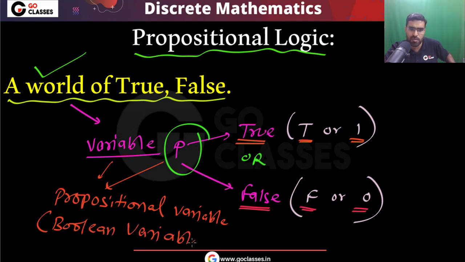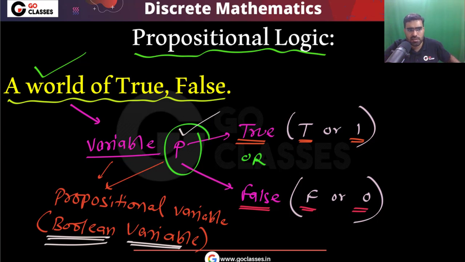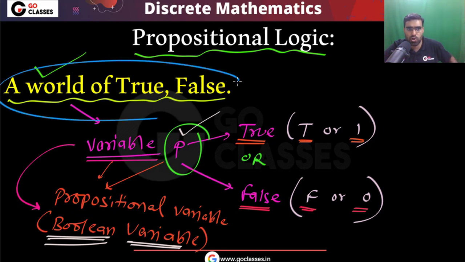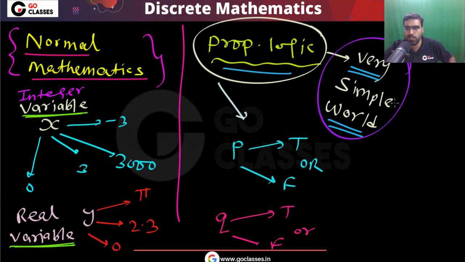Why do we call it a Boolean variable? This variable P, why do we call it a Boolean variable? Because it takes one of two possible values. This variable P is either true or false. It takes only one of these two values. So that is why it is also called a Boolean variable. Either you can call it a Boolean variable or a propositional variable. But the final point is that propositional logic is a world of true, false. In this propositional logic, every variable is either true or false. So this is a very simple world.